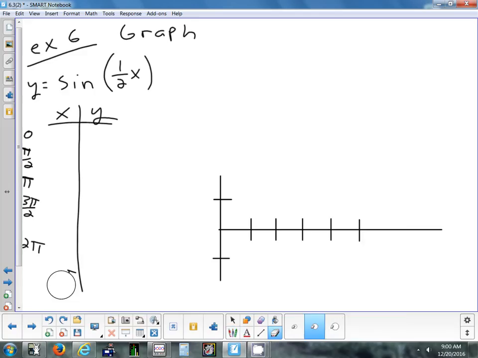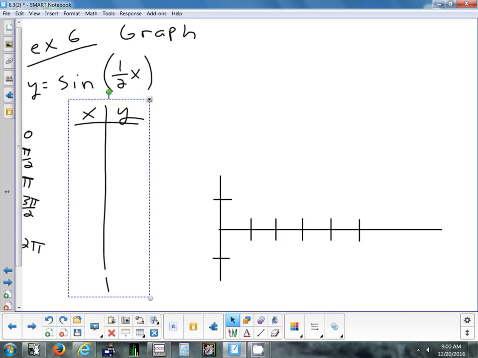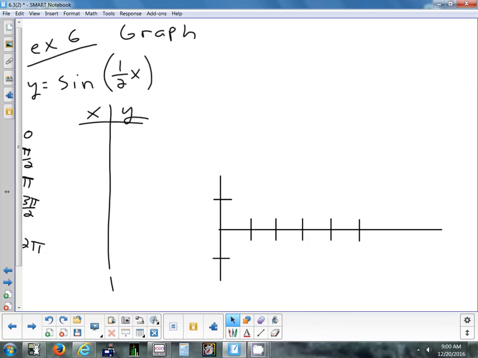I'm just going to move this. And what are we going to do to all of these x values? Right, you could divide them by a half, which is the same as doubling. Now you can probably see why we're going to get 4 pi for the last one.